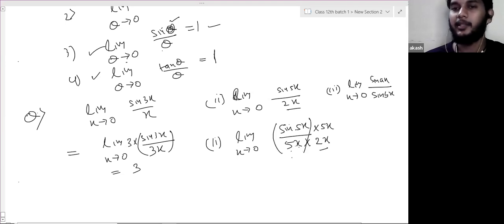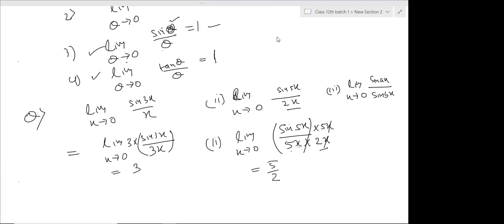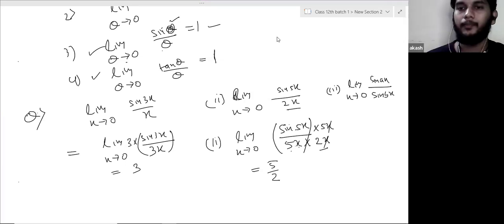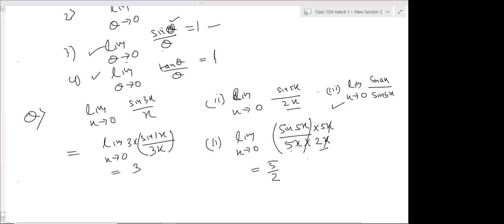So this part here becomes 1. This x and x are getting cancelled. So the answer is 5/2. All right. Same thing, please try in the third part. Kulsum, this is clear? Yes, sir. Please try the third part.